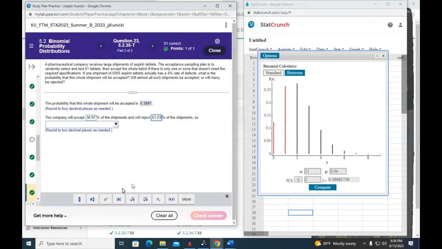Look, when you're adding, you just get 9. 6 and 3 is 9. 8 and 1 is 9. 0 and 9 is 9. 7 and 3 is 10. So 9, 9, 9, 10. Always, that's how we do it. So most of the shipments will be rejected, almost 2 to 1. Not quite, but almost. This is a real type of thing. That's a pretty high rate of defect, and that's a pretty large sample, 51. So what happens? Look, 5,000 aspirin. Do you think they send the whole shipment back?